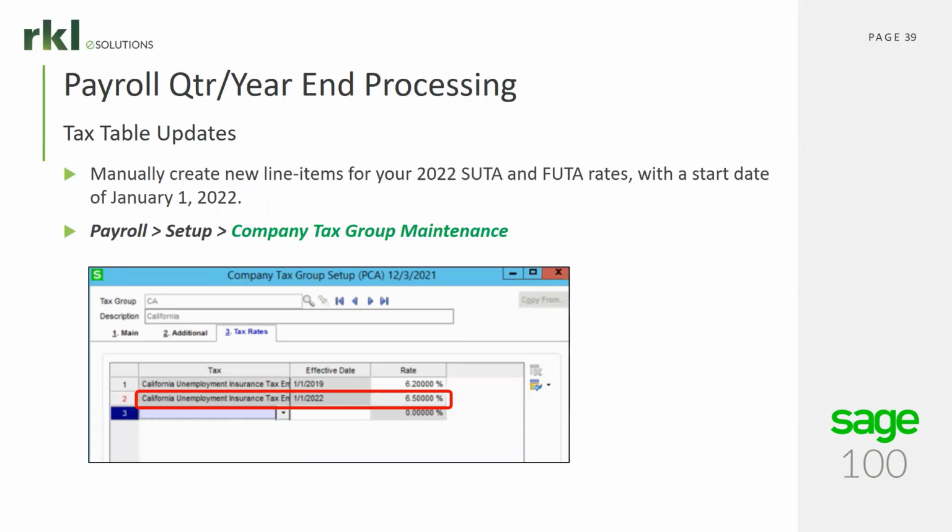In order to manually create new line items for your 2022 unemployment rates, you'll go to Payroll, to the Setup menu, to Company Tax Group Maintenance, and there you'll create a new line item that will have an effective date of January 1st, 2022. And then you'll manually enter the correct rate for that year.